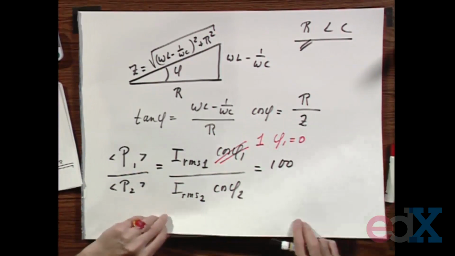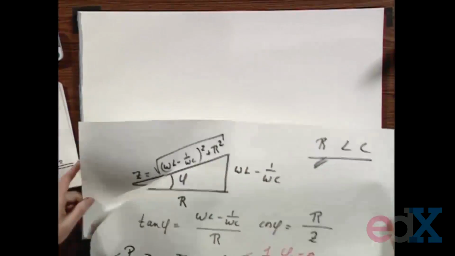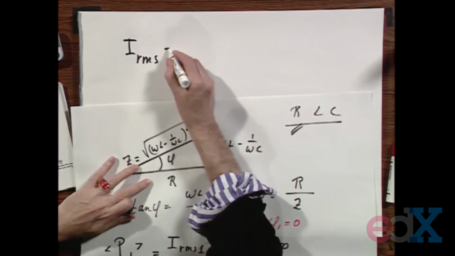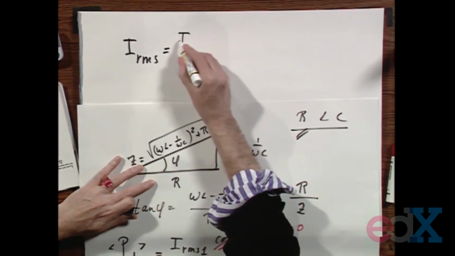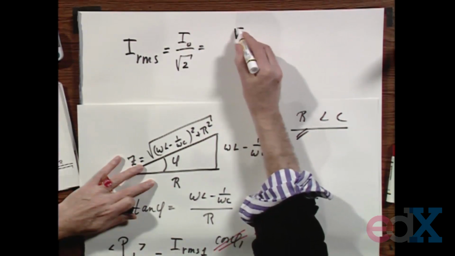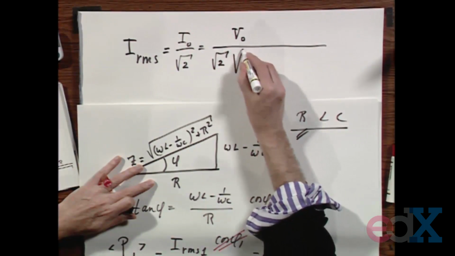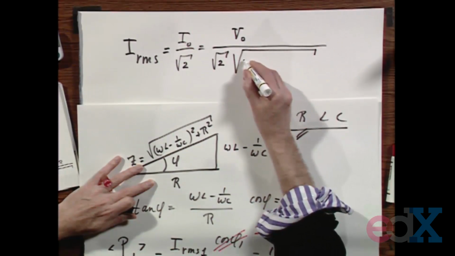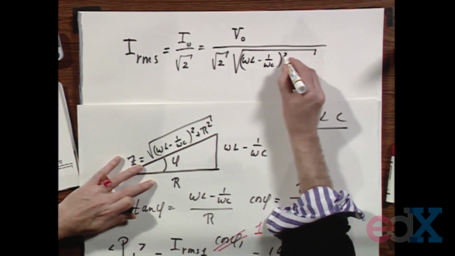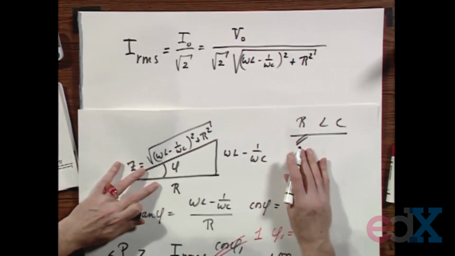Let's write down now what I RMS is in general for an RLC circuit. It is I0 divided by the square root of 2, and that would be V0 divided by the square root of 2 times that value for Z. Let me write that in: the square root of omega L minus 1 over omega C squared plus R squared. And you have seen this many times before.